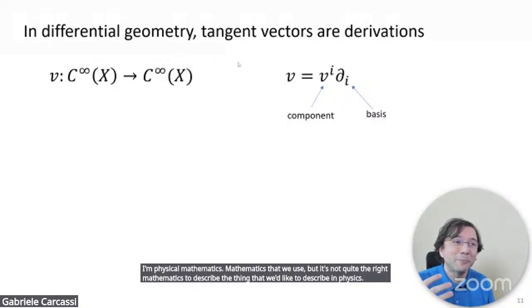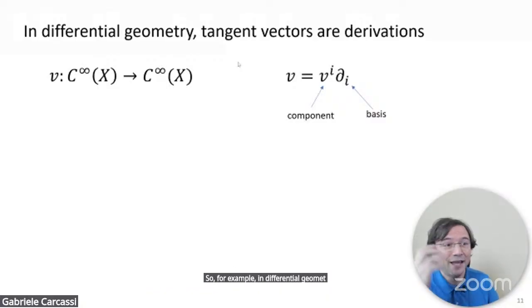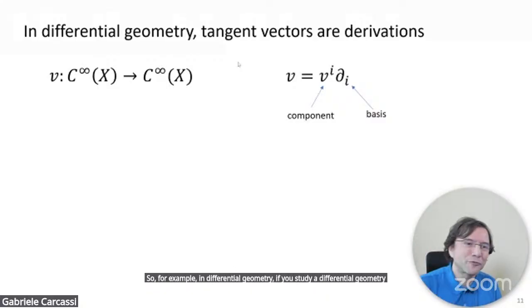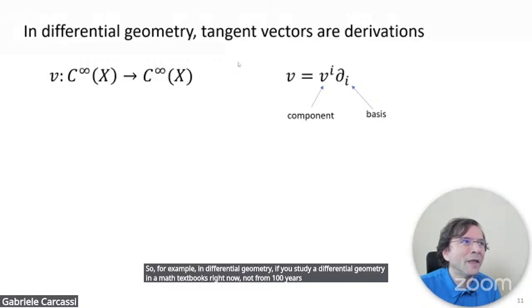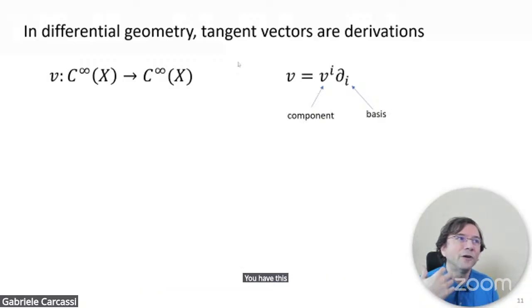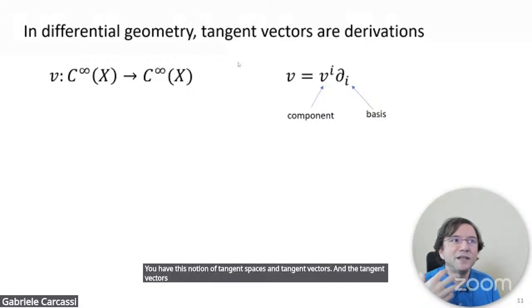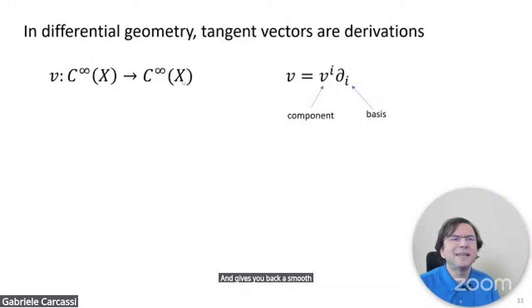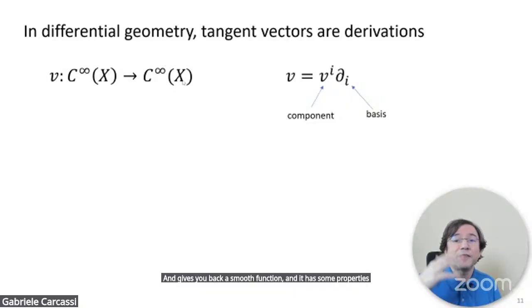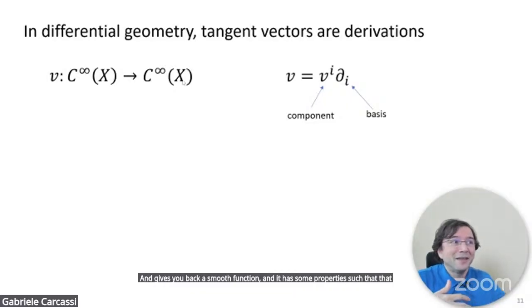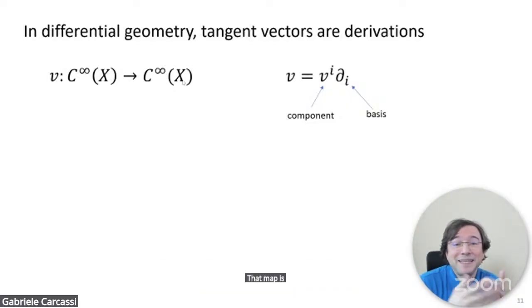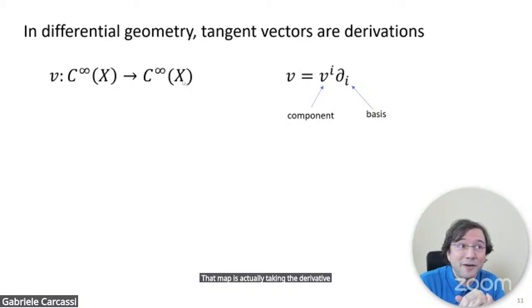So, for example, in differential geometry, if you study differential geometry in a math textbook right now, not from 100 years ago, you have this notion of tangent spaces and tangent vectors. And the tangent vectors are essentially defined as derivations. So a vector is a map that takes a smooth function and gives you back a smooth function, and it has some properties such that the map is actually taking the derivative along a particular direction.